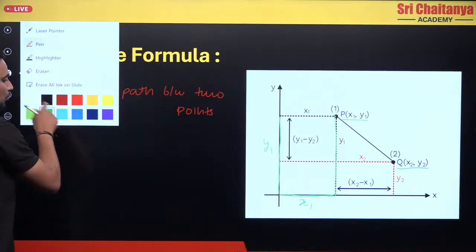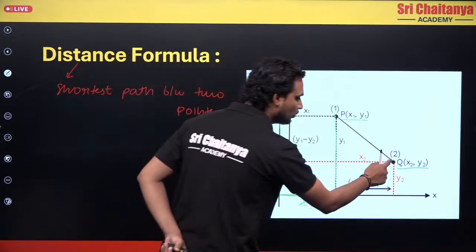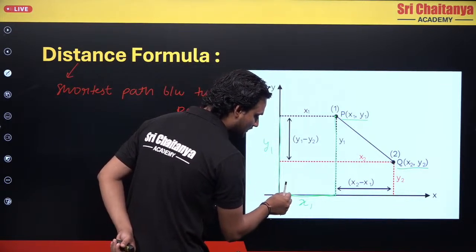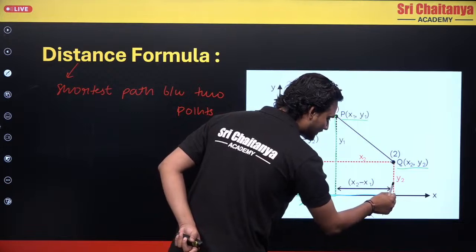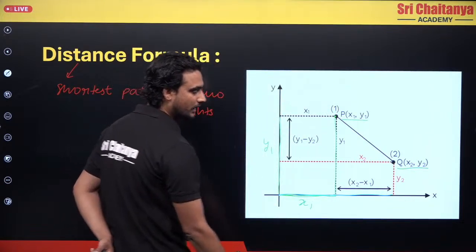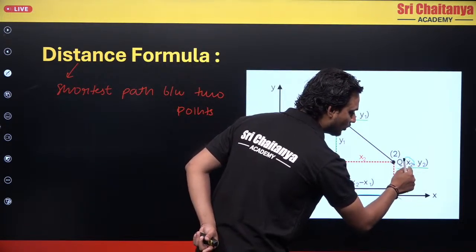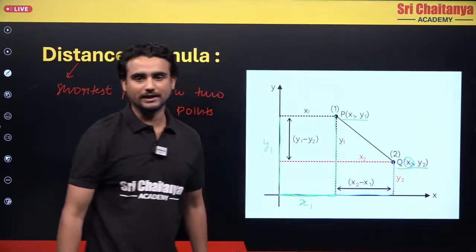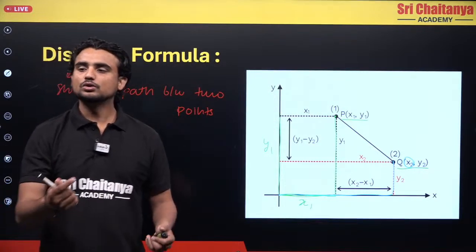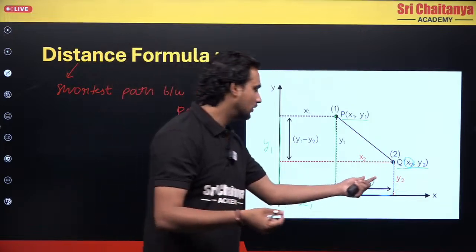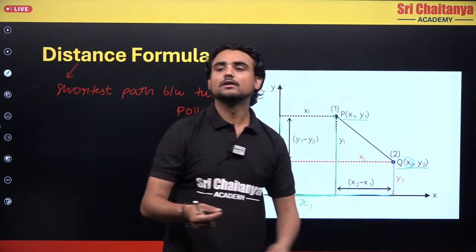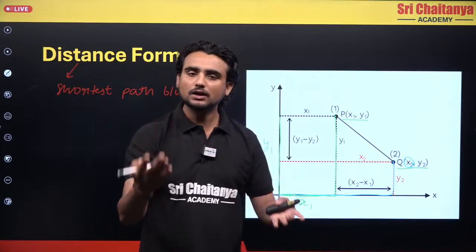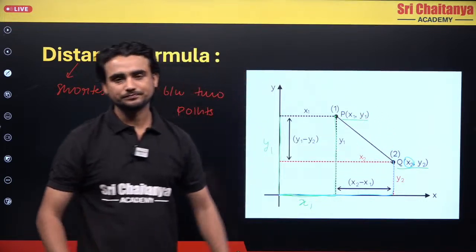Now let's go to point 2. How to reach point 2? To go to point 2, I have to walk x2 distance along the x axis, which is why the x coordinate is x2, and I have to walk y2 distance along the y axis. So you should not be confused about what x2 is and what y2 is. x2 and y2 are basically specifying the location of the point Q.